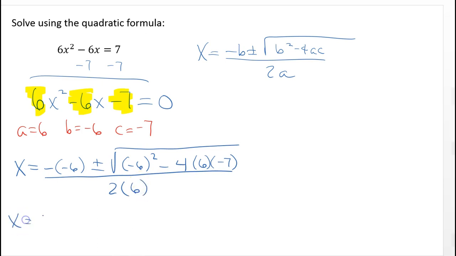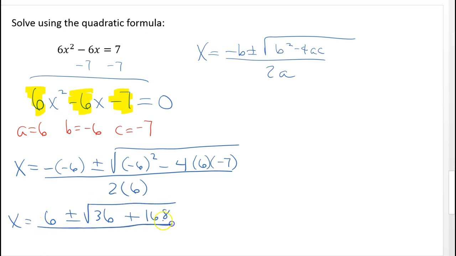I continue. Negative of a negative 6 is 6, plus or minus the square root of negative 6 squared, which is negative 6 times negative 6, which is 36. Now check this out. Be careful here. Negative 4 times positive 6 times negative 7. Look, I've got two negatives in here. Two negatives multiply to be a positive, and then in my calculator, I'm just going to check what that is. 4 times 6 we know is 24. And then times another 7 gives me 168. So what I have here is 36 plus 168 over 2 times 6, which is 12.